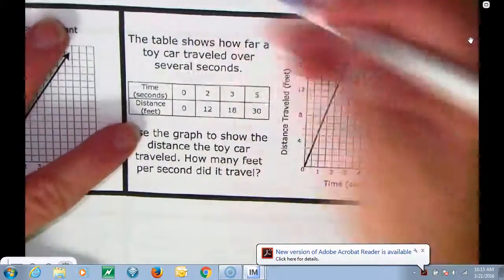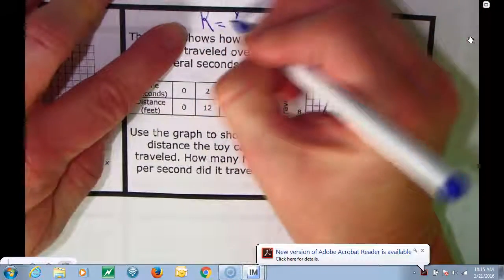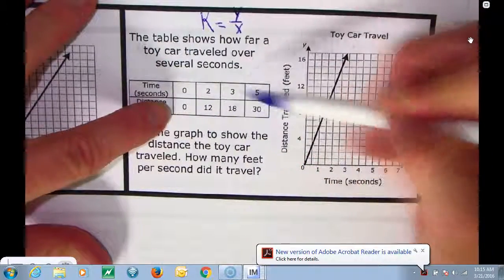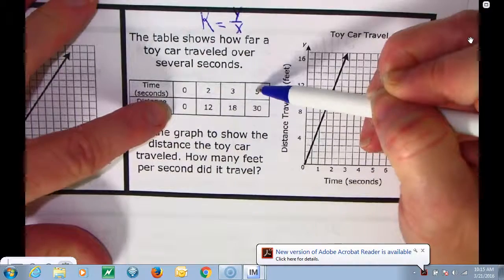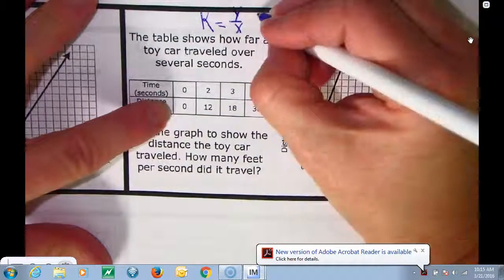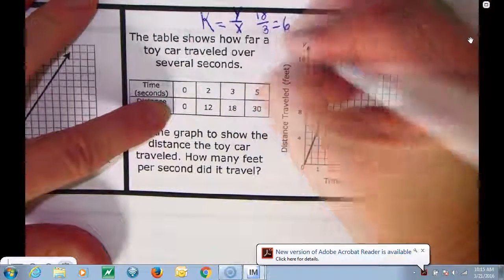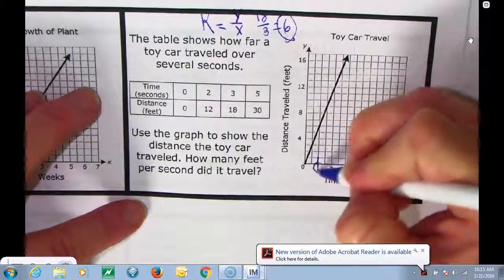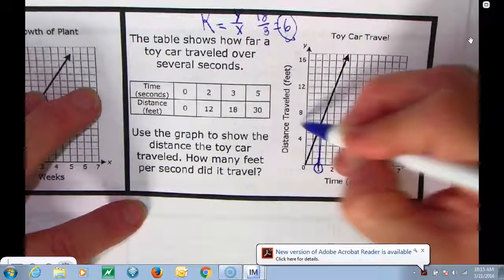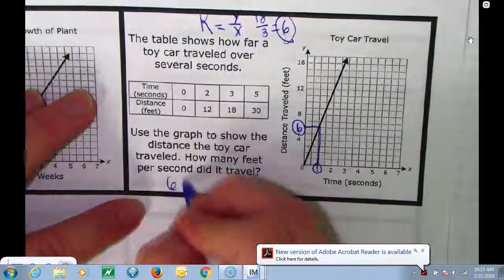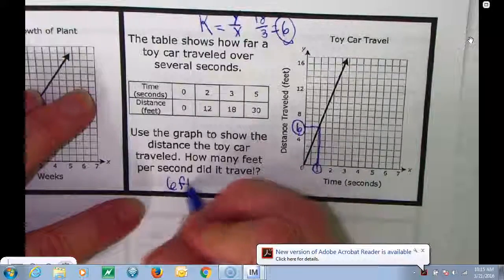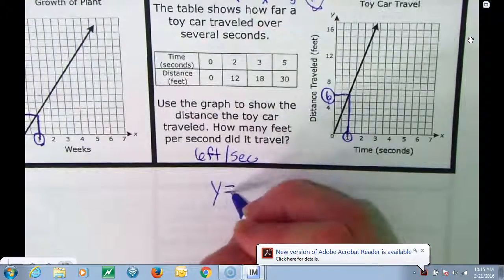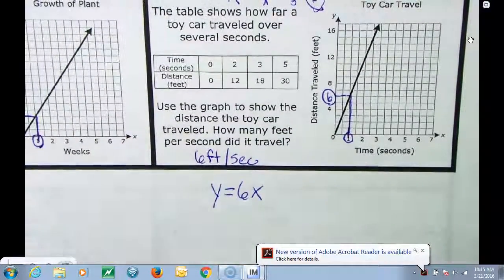Okay? So you could write k equals y over x. And we could divide all these: 12 by 2, 18 by 3, 30 by 5. And you get what? 18 divided by 3, I'm just going to put that one, is 6. And then I can look at my graph, circle the 1, go up, go over, it's 6. So 6 feet per second. So y equals 6x. Awesome.